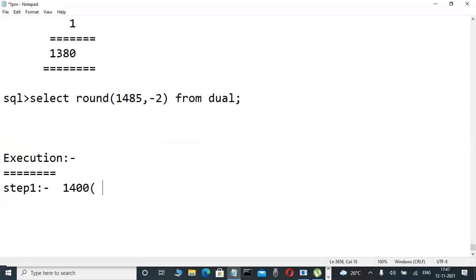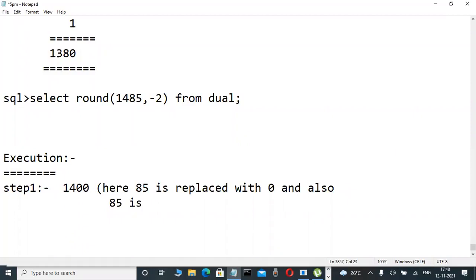Now here, what is that one? -2 means 2 digits. Here 85 is replaced with 0. 0 means 0 zeros. Okay? 0 replaced with 0. And also, whatever number is replaced with 0, and also 85 is out of 100. 85 means 2 digits, and 85 is above 50%. So now here, out of 100, like that.